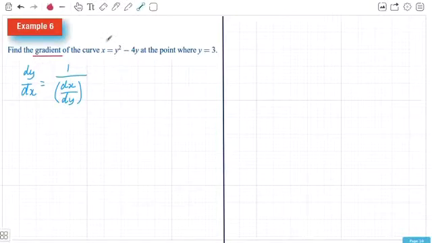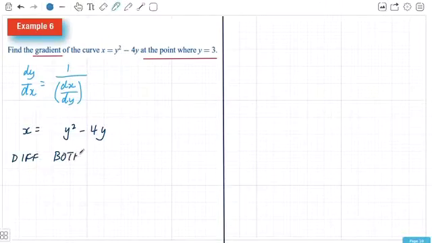So you're asked to find the gradient of the curve given at the point where y equals 3. That means not only do you find the gradient, but you then find the gradient at a particular point. So we can do that. First thing, we have x equals y squared minus 4y. What we're going to do then is differentiate both sides with respect to y.